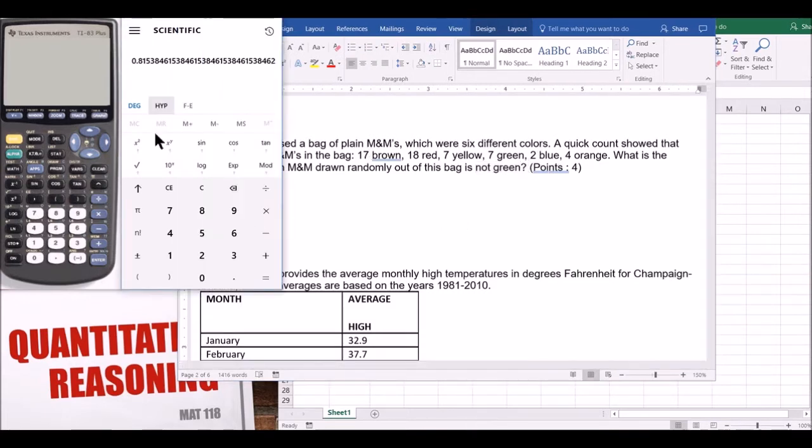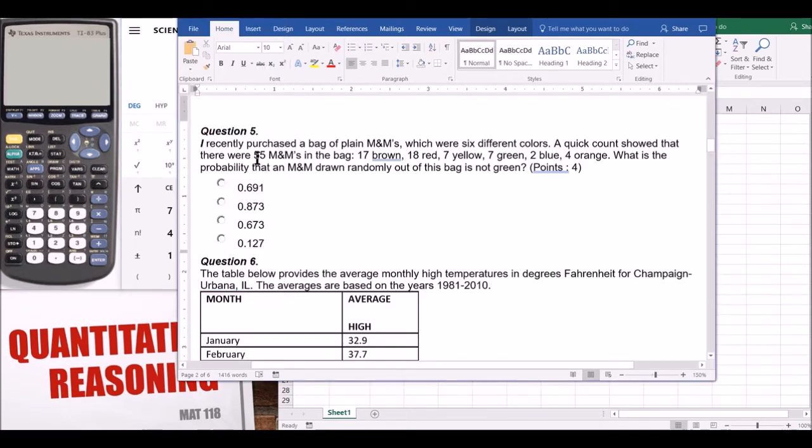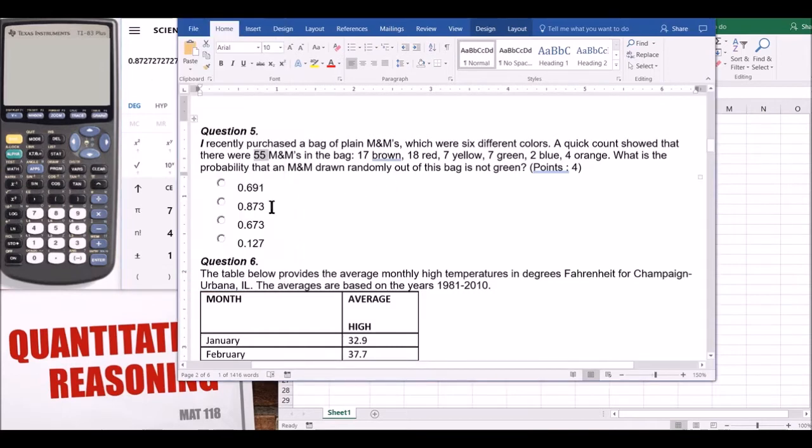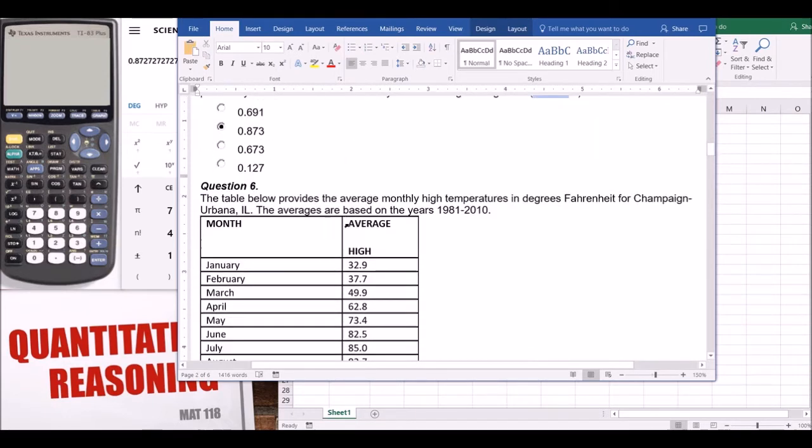So let's add them all up to make sure here. All right, so we have 17 plus 18 plus 7 plus 7 plus 2 plus 4. There's your 55, okay. So now we're going to do everything but green. 17 plus 18 plus 7. Skip the 7 for the green, plus 2 plus 4. All right, so that's 48. So 48 out of the total of 55. So 48 divided by 55. And we get 0.872. So 0.872, 0.873, because it does have a 7 there, that would round up that 2 to a 3. All right, next.